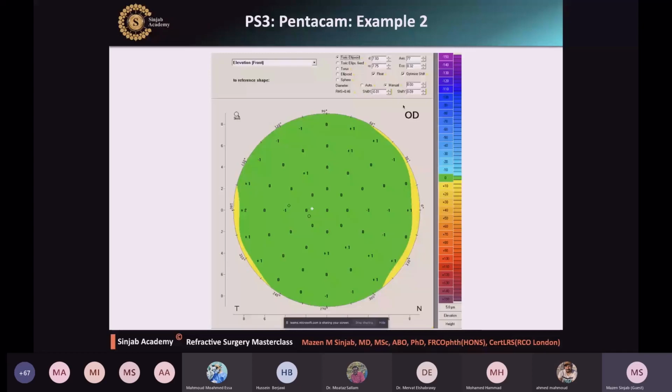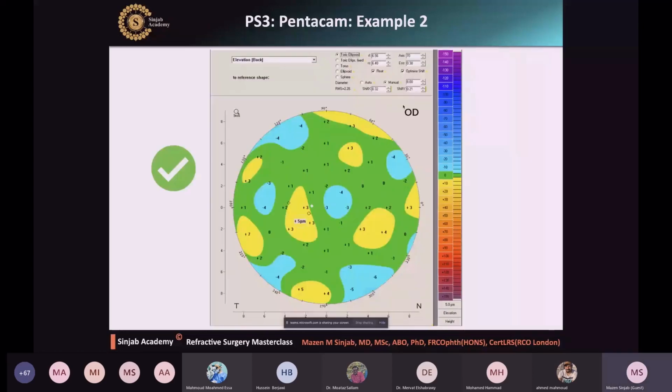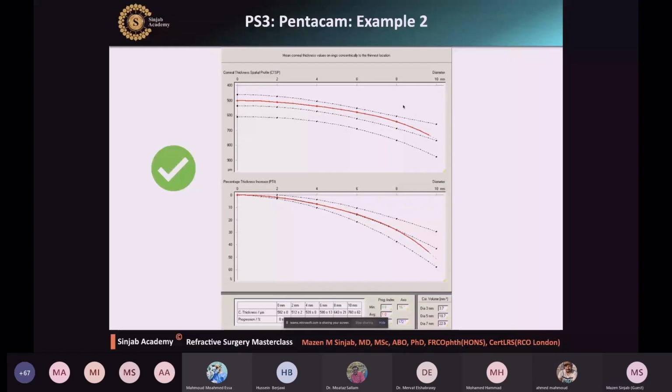We come to the posterior. It is normal. We come to the relative pachymetry map. It is normal. We come to the slope. It is normal.